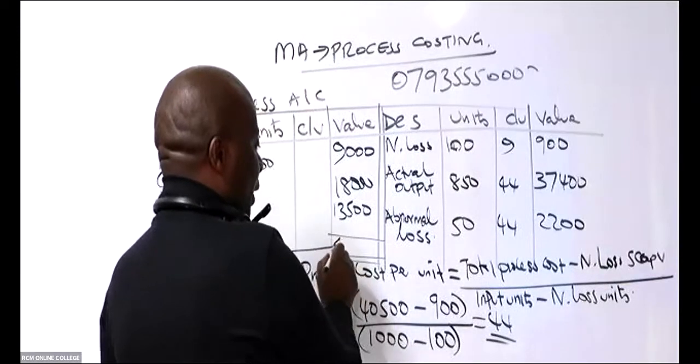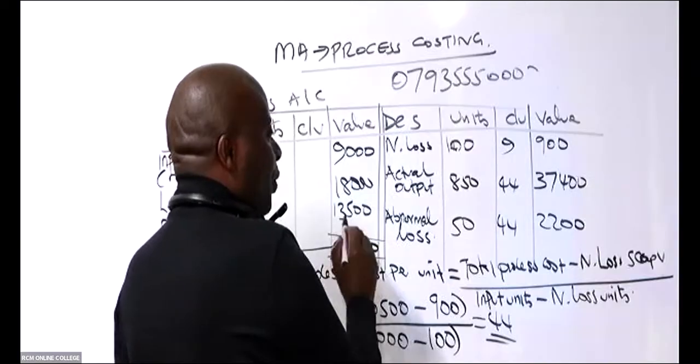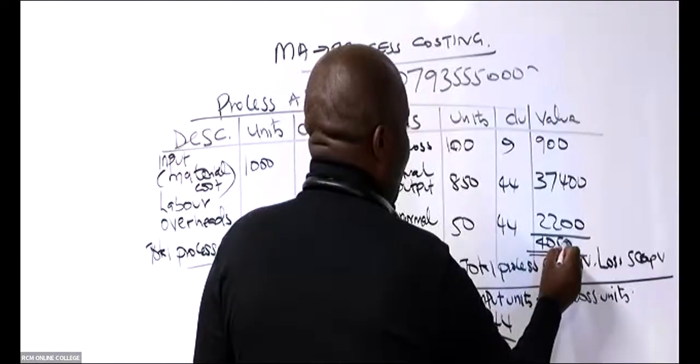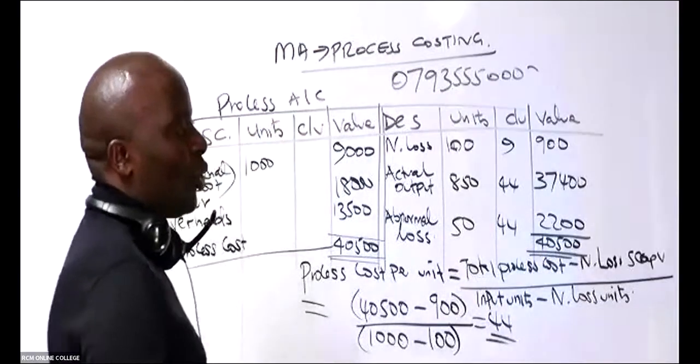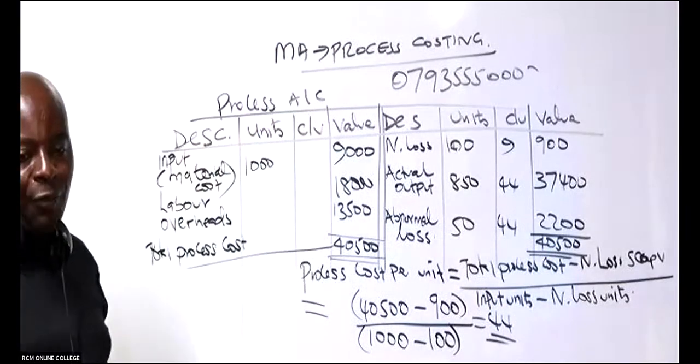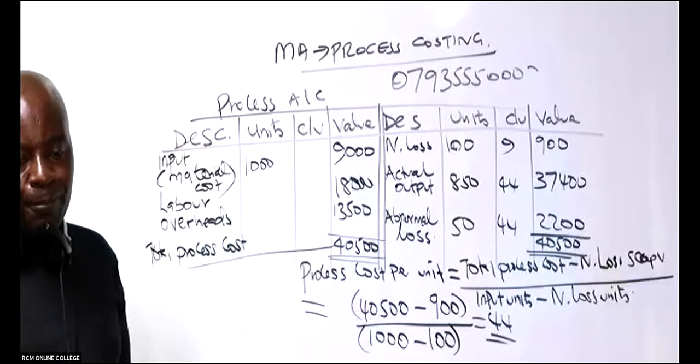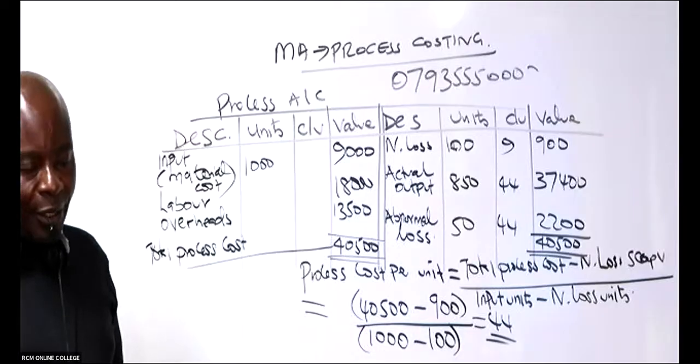You see, you have told me that this is 4,500. So if you are correct, when you add this side, we should also be able to get 4,500. Is that okay, ladies and gentlemen? Great, great. Thank you so much.